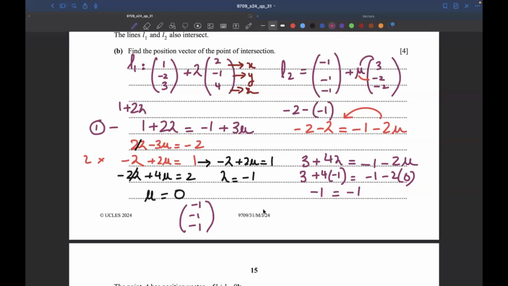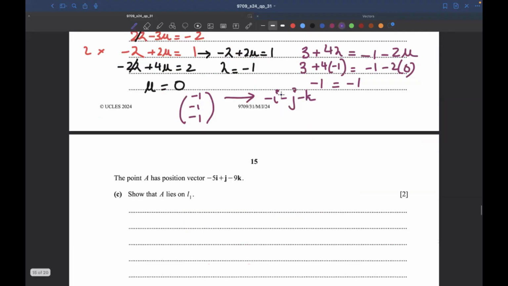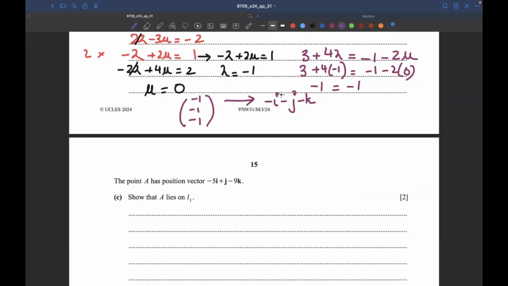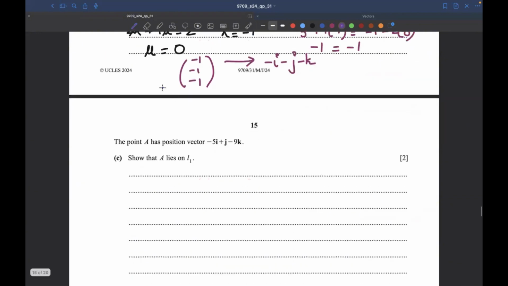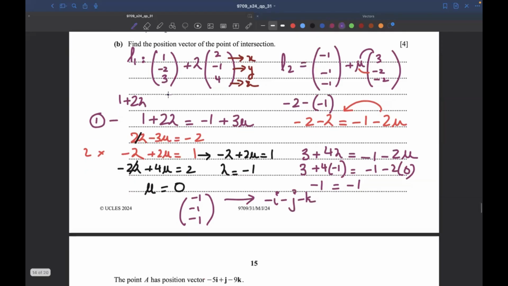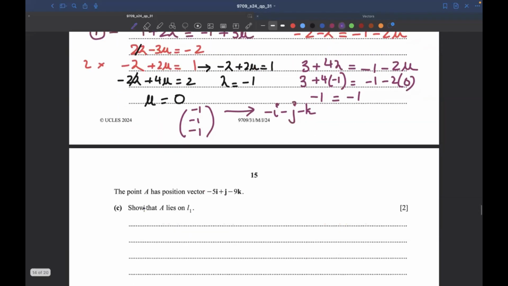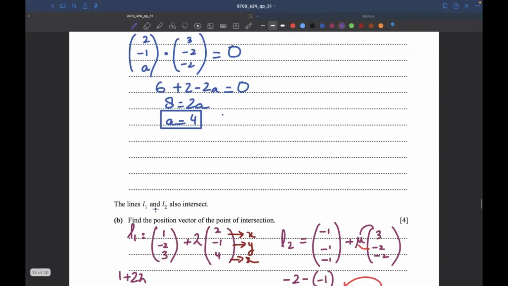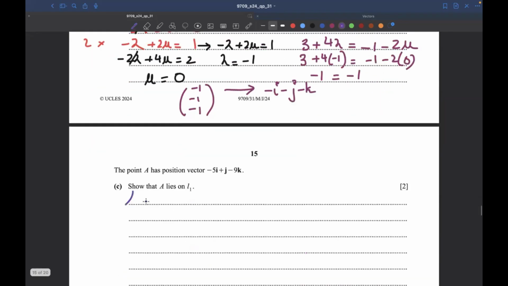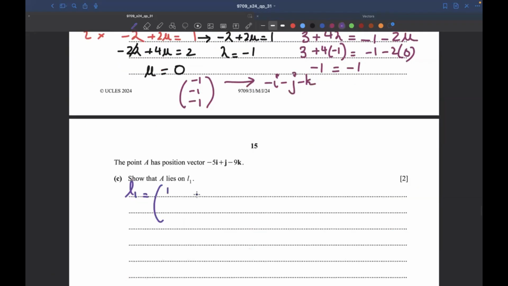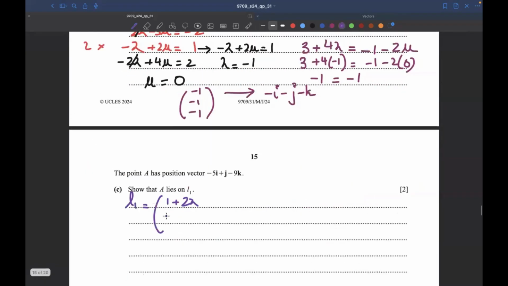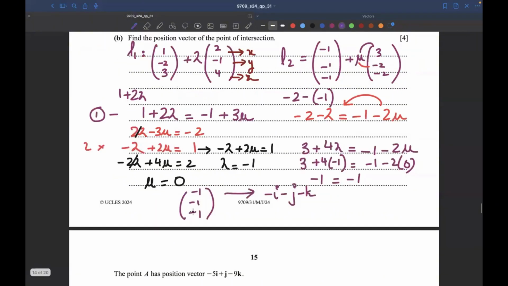And we can write it as minus i, minus j, and minus k. In part C, it says that point A has a position vector, so that A lies on line L1. That's straightforward. We know that if it lies on L1, we will write the equation of line L1 as 1 plus 2 lambda, minus 2 minus lambda, and 3 plus 4 lambda.